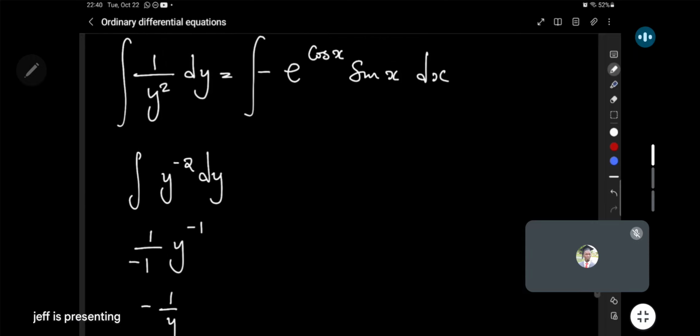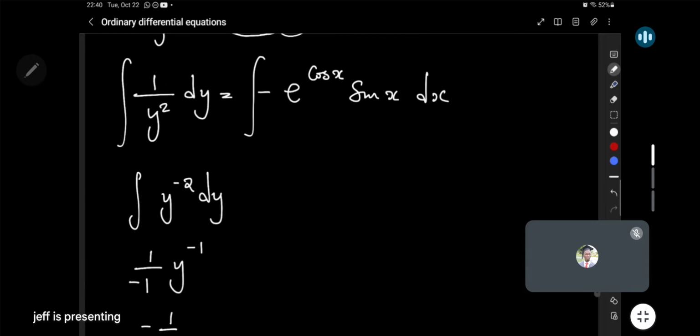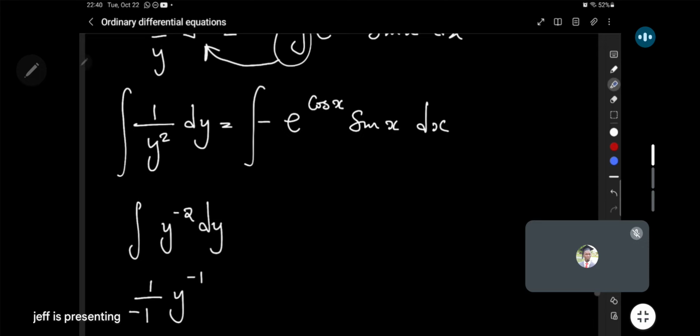Now how about on the right hand side? On the right hand side, we're going to use U substitution. And how do we see that? We see that when we differentiate this, it gives us this part. It gives us what is outside. That is how you spot a U substitution in an integral.